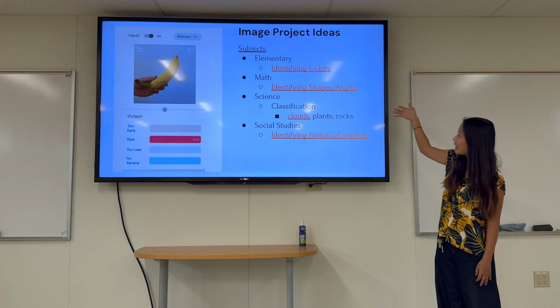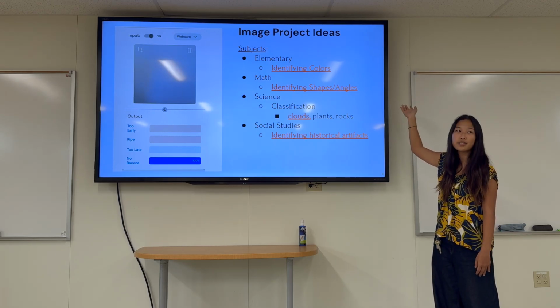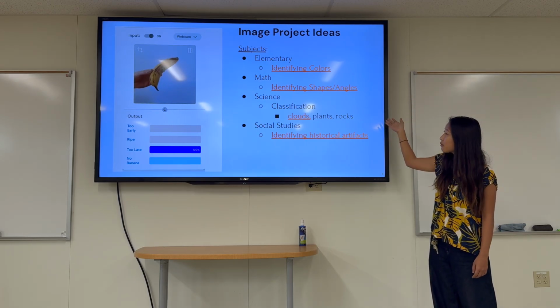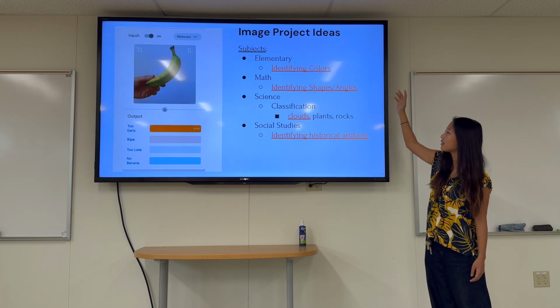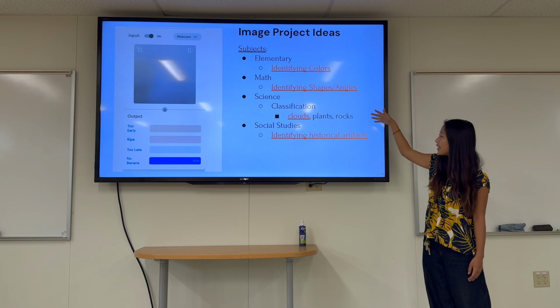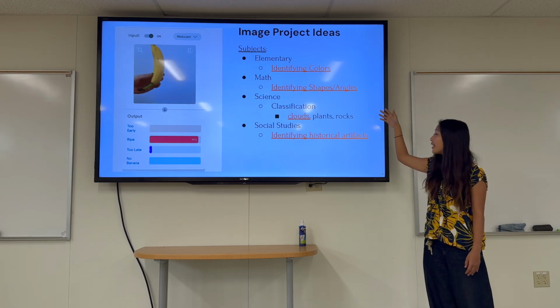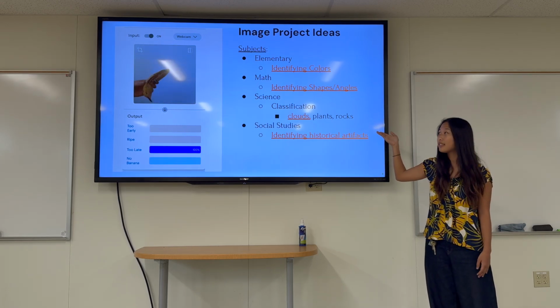Math would be identifying shapes and angles, so what's a right angle versus a 180-degree angle. Science would be classification, so anything that is in a certain category, like clouds, plants, and rocks. And then social studies, it could be something like identifying historical artifacts from different time periods.